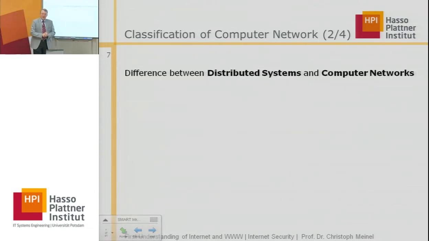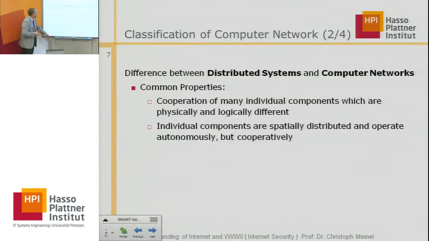There is another important point to think about when we speak about computer networks. On the one side, we know and see so-called distributed systems. And on the other side, we have computer networks. Of course, computer networks in a certain sense are distributed systems, and distributed systems are computer networks. But what do people understand if they speak about distributed systems, and what do people mean when they speak about networks? Between these two notions, there are common properties.